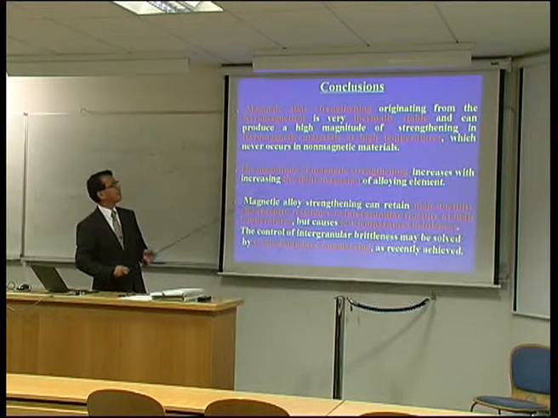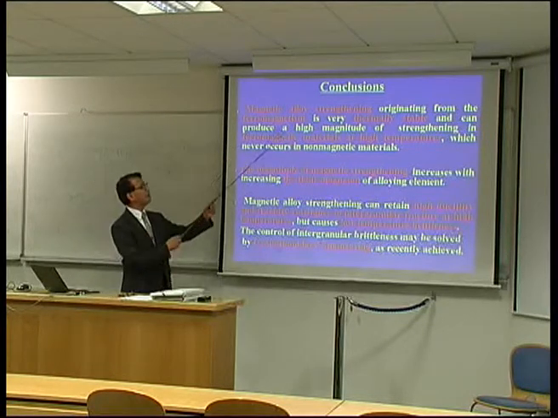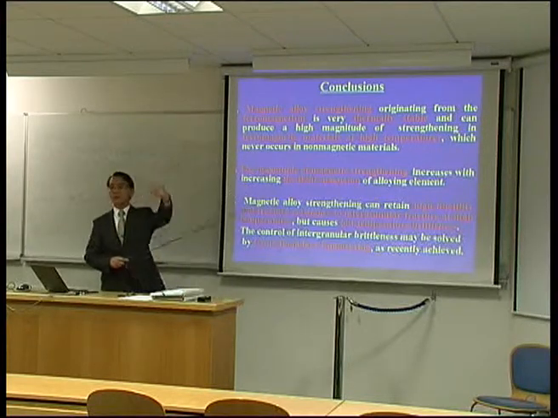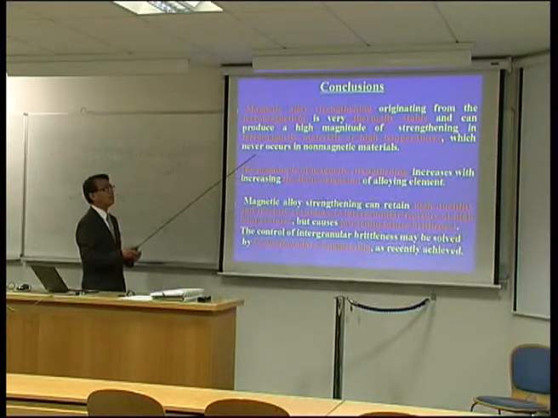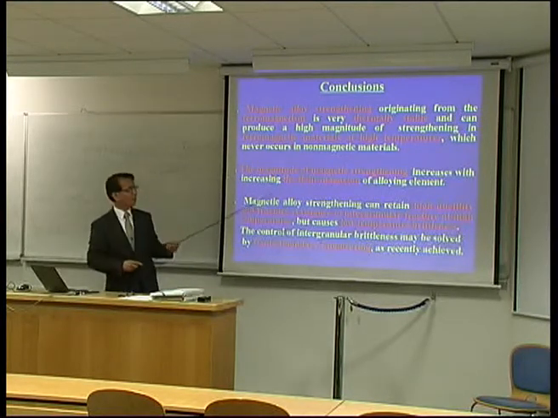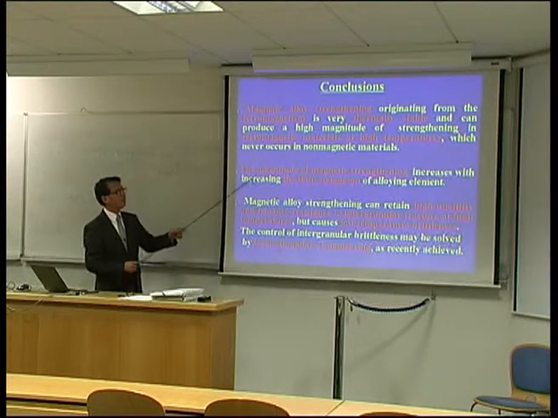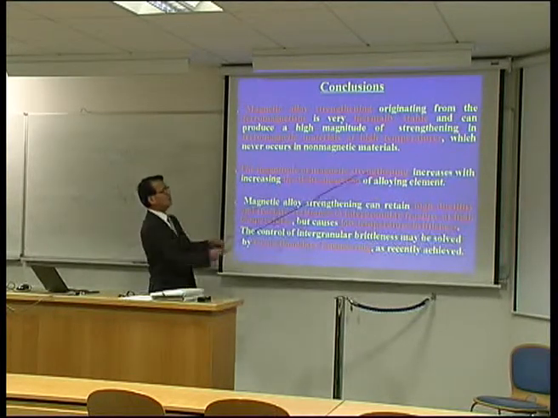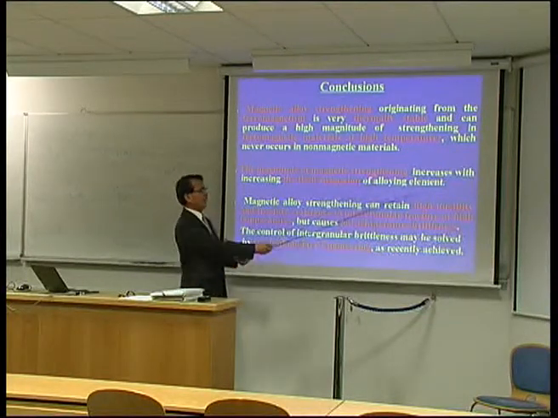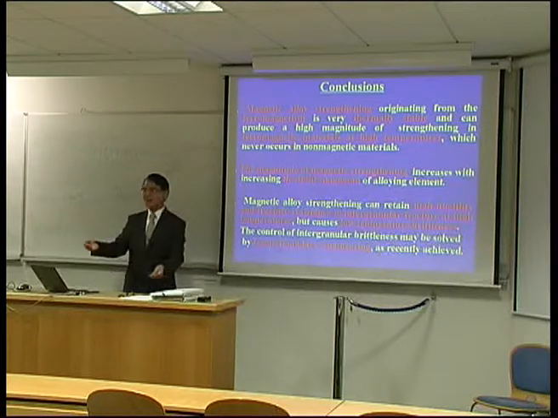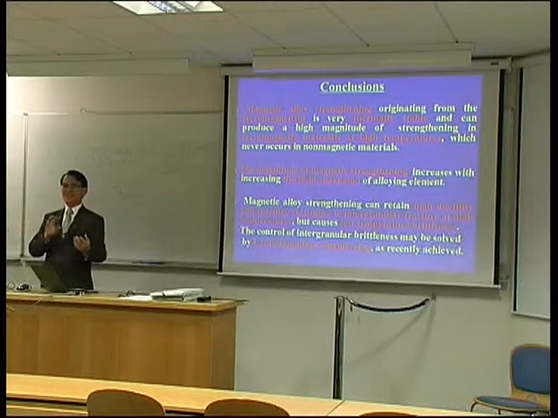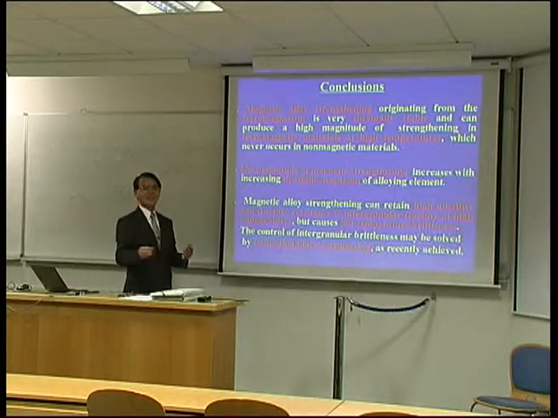So, concluding this, as you see, magnetic alloy strengthening is very significant and drastically improves the high temperature strengthening in ferromagnetic materials, at least iron and iron alloys. The magnitude of magnetic strengthening increases with the Bohr magneton of the alloying element. So I think maybe you have not been aware of such a mechanism of alloy strengthening.